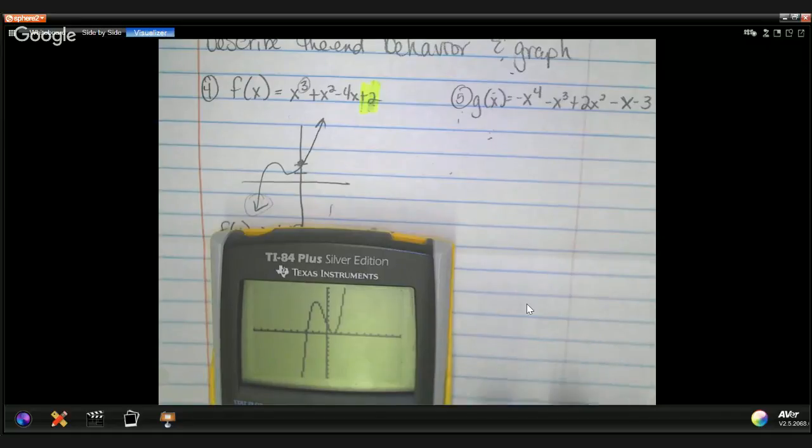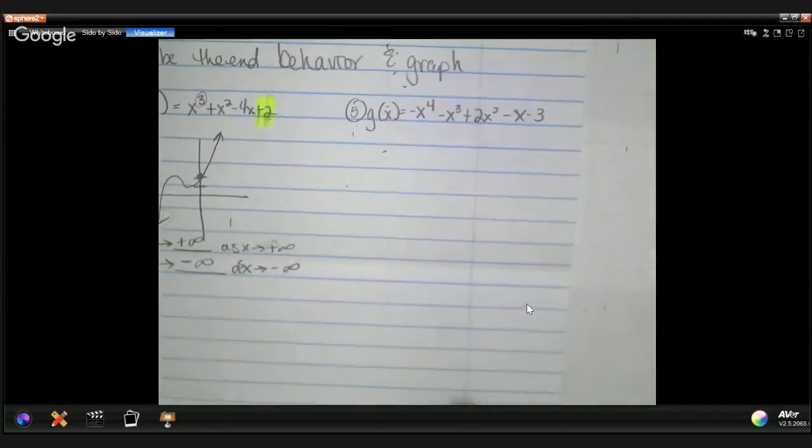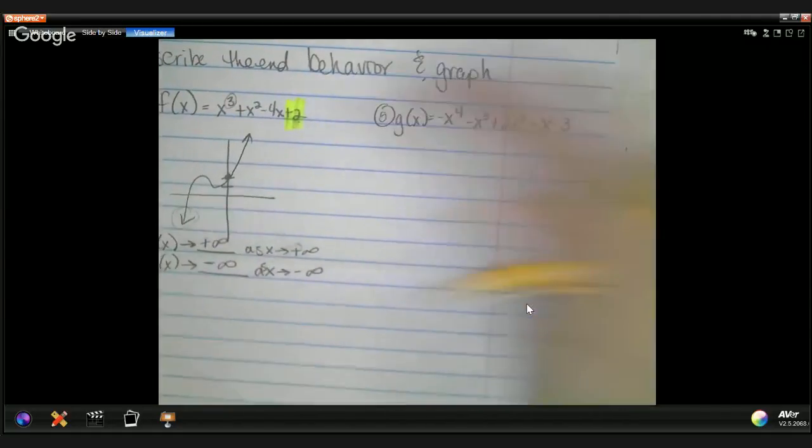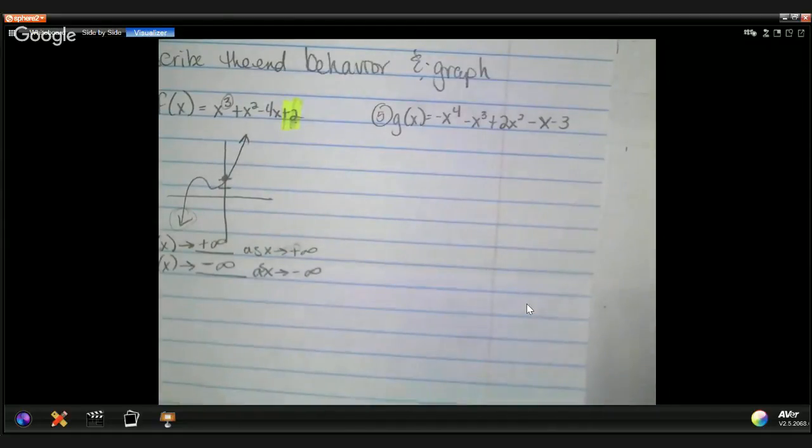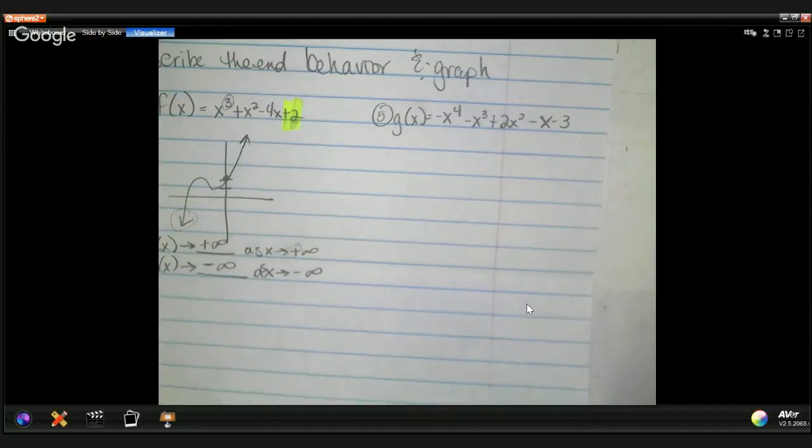Okay, so I'd like you to try number 4. I'd like you to draw a rough sketch of it by knowing how many humps, which direction, and where it crosses the y-axis. And then I'd like you to determine your end behavior.